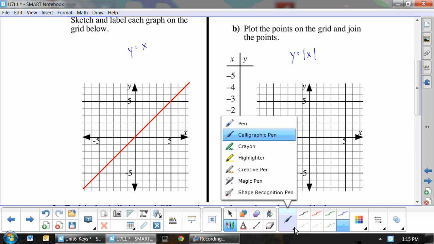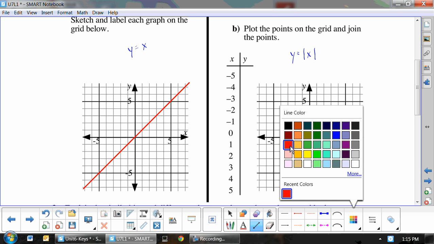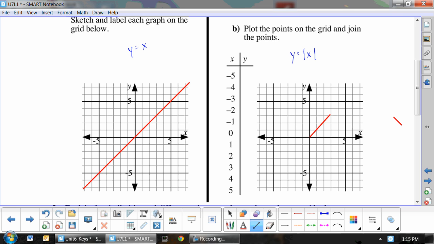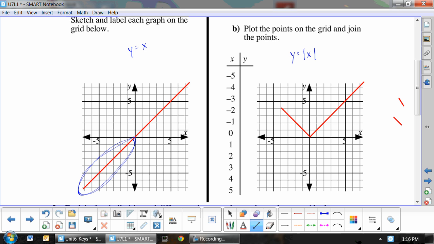We know when x is positive, the absolute value doesn't change it at all. So we'll just do that part for now. That part will look exactly like that. But when x is negative, so all of this part of the graph, what happens to x if it's in an absolute value? It becomes positive, exactly. So it looks like that.